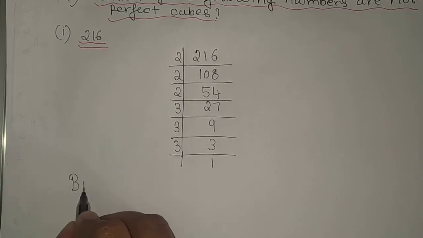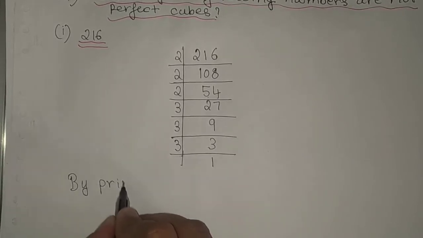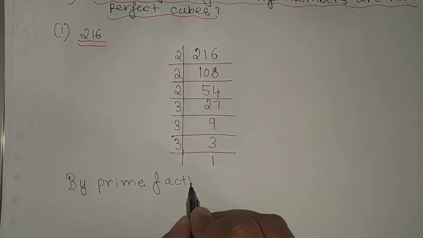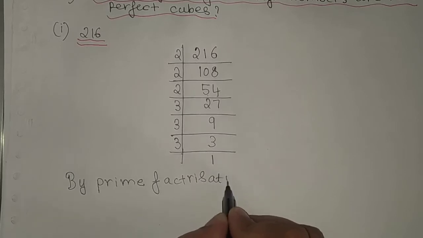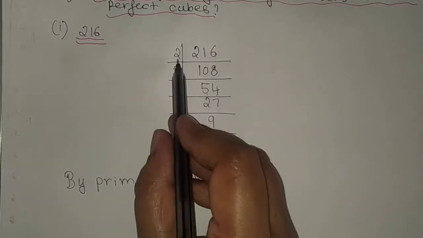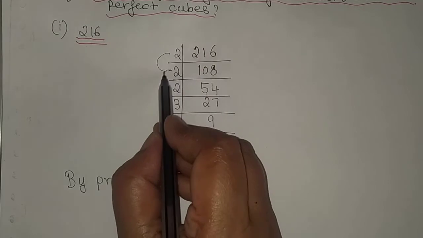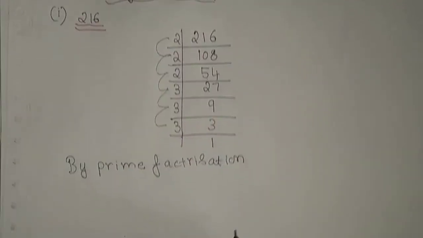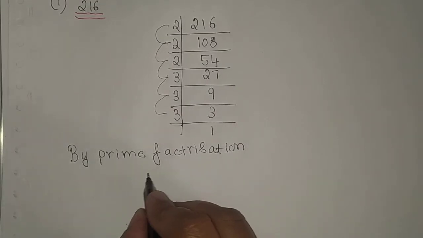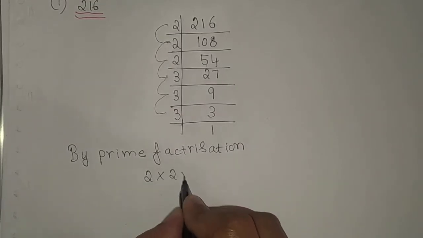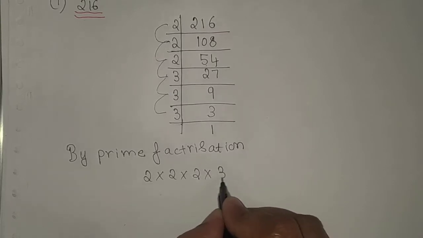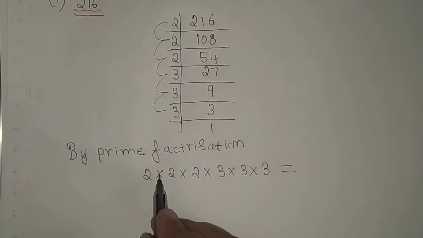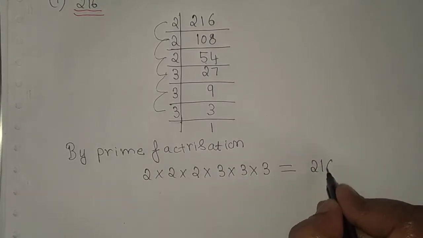So this is the factorization, the prime factorization method. So we'll write the next step, by prime factorization. Multiply all this, that is 2 into 2 into 2, 3, then 3, then 3. So this will become 2 into 2 into 2 into 3 into 3 into 3, which is equal to, multiply all this, we will get 216.